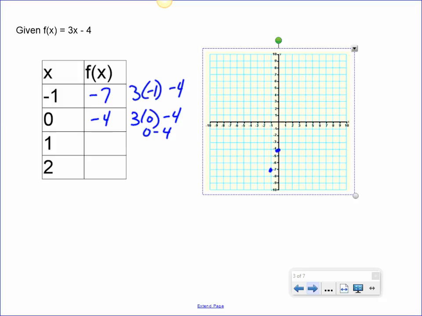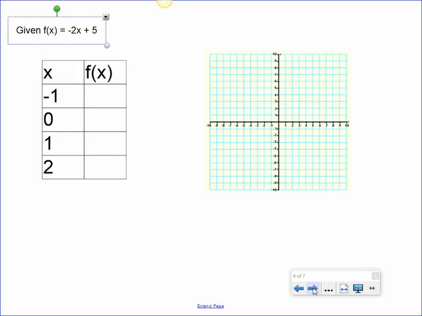Next one, I got 3 times a 1 minus a 4. Well, that's a 3 minus a 4. That's a negative 1. So at 1, I'm at a negative 1. And the last one, I've got 3 times a 2 minus a 4. 3 times 2 is 6. 6 minus a 4 is a 2. So 2, 2. My line would be like so.